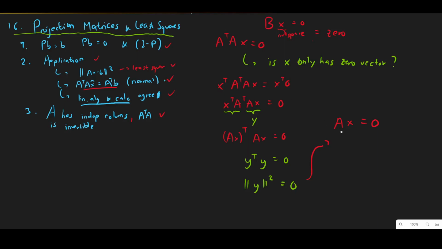But we know that A is a matrix with independent columns. I'm sorry, I cannot spell independent correctly there. But anyway, this proves that x must be 0. So the null space of A is 0, and thus we have our proof that if A has independent columns, then A transpose A is also invertible. So that's it, my review for chapter 16. Goodbye.